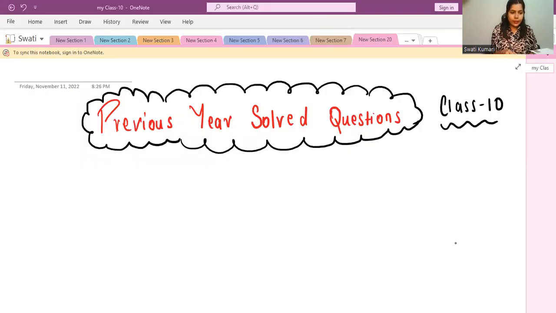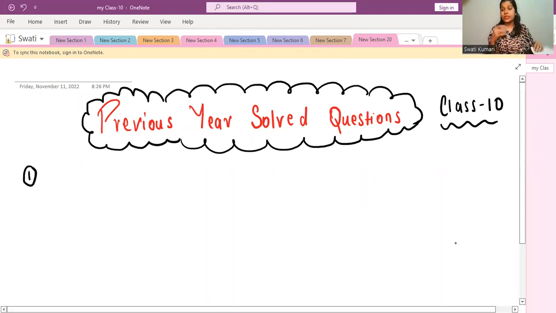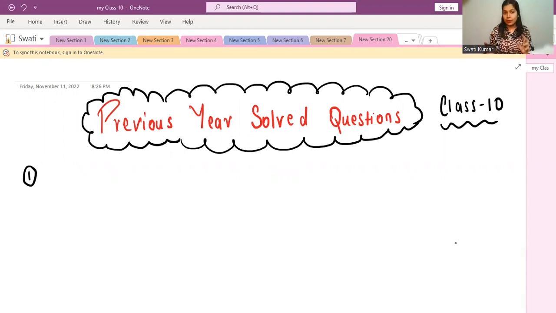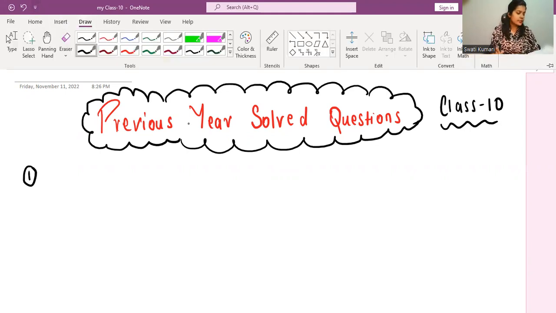So the first question, I have just chosen some particular questions from here, which I think are very important, and maybe you have any doubt in these questions, then of course you can clear all your doubts from here. So I can see the first question says that there is a graph given, and just by looking at the graph we have to find the number of zeros of the polynomial. Let's quickly solve this.